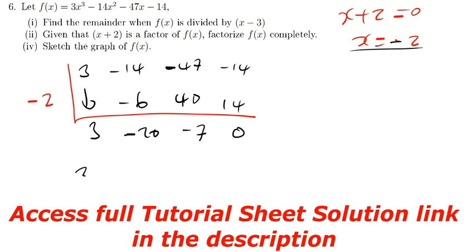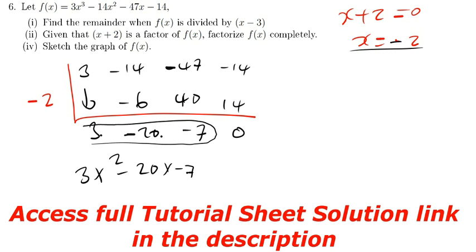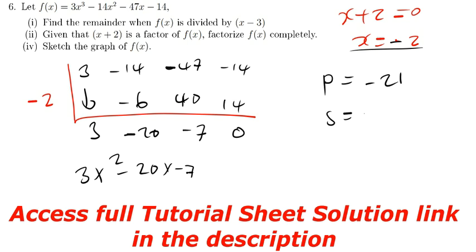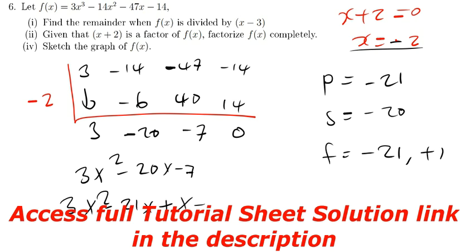Okay, so now I have got 3x squared minus 20x minus 7. You just get these 3. The first one will have x to the power 2, the second one will have x, the other one without x. Now from here I want to factorize this. Now I can use product and sum. The product is 3 times negative 7, that should be negative 21. Then the sum is negative 20. So the factors should be negative 21 and positive 1. So therefore, I'll have 3x squared minus 21x plus x minus 7.